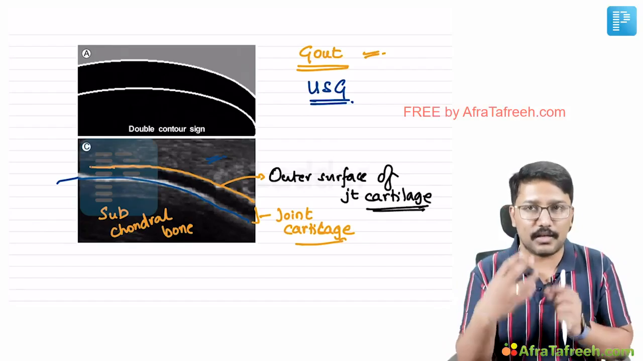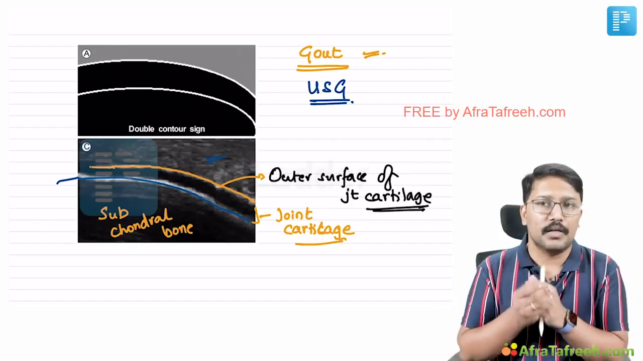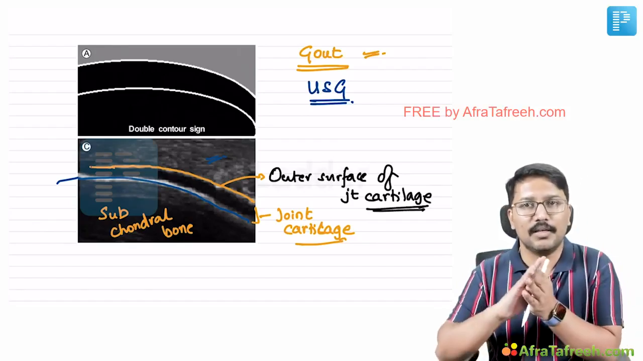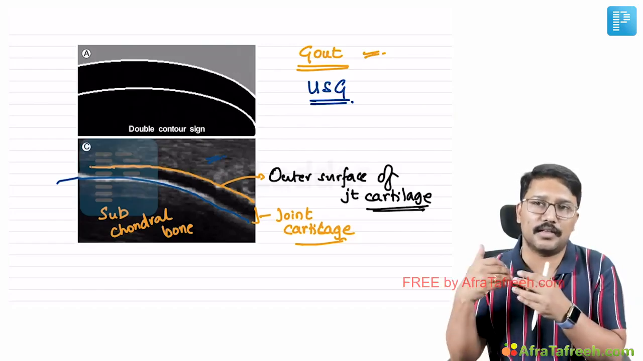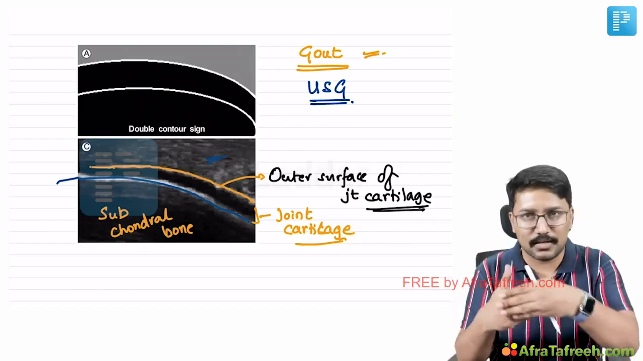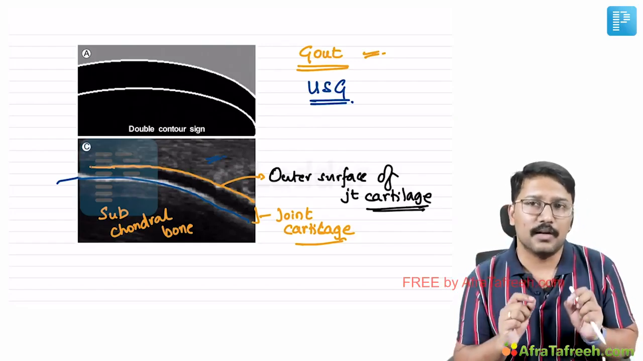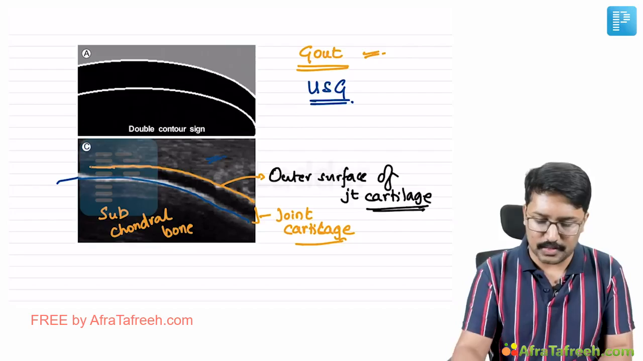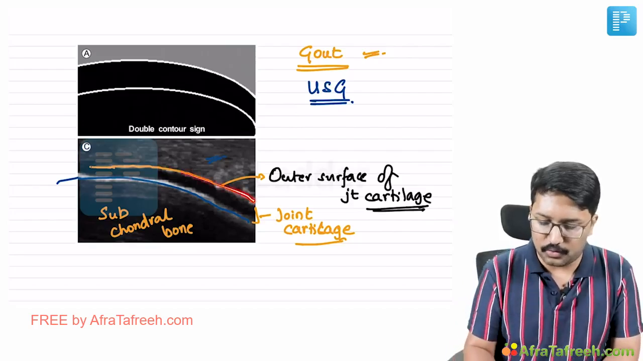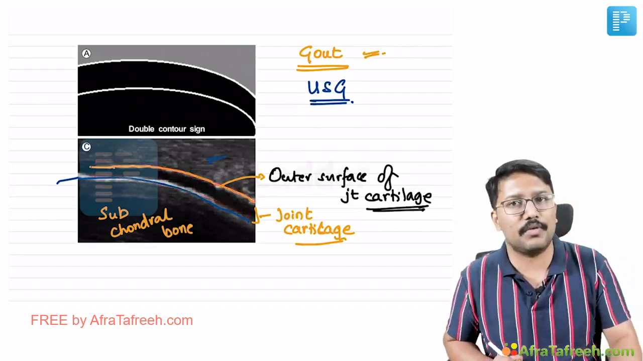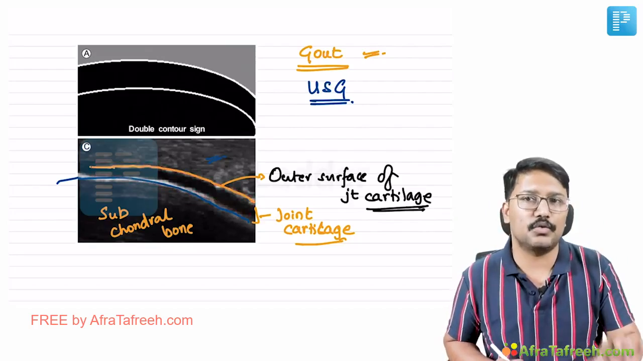So the joint fluid, the synovial fluid, is rich in monosodium urate crystals, so they get deposited on the outer surface of the joint cartilage, the surface which is facing the cavity, right? There is deposition of these monosodium urate crystals, and that gives rise to this hyperechogenic zone, right? So we are seeing this typical double contour sign. This is typical of gout. We don't see the double contour sign in pseudogout.